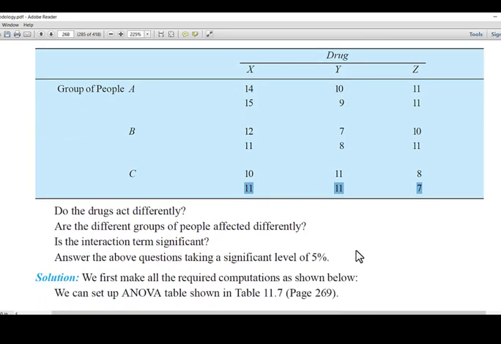Now the questions are: do the drugs act differently? Are the different groups of people affected differently? Is the interaction term significant? Answer the above questions taking a significance level of 5%.